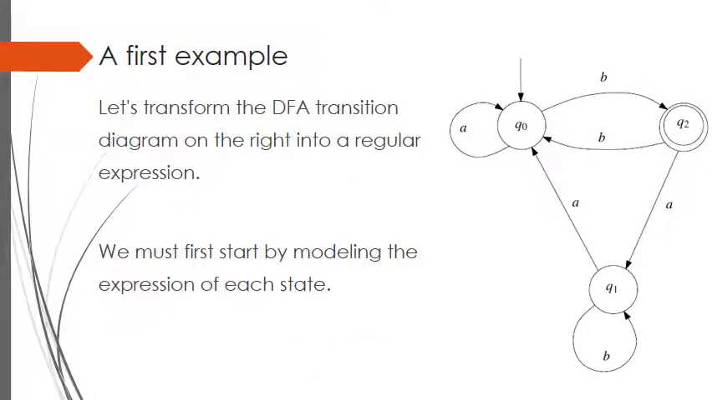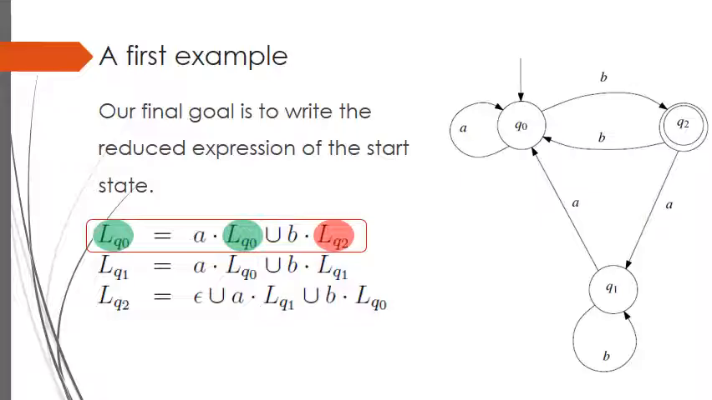Let's transform the DFA transition diagram on the right into a regular expression. We must first start by modeling the expression of each state. Our final goal is to write the reduced expression of the start state. However, when we look at the expression of the Q0 state, we see a different state on the right. That is, we need to clean up the unwanted ones on the right.